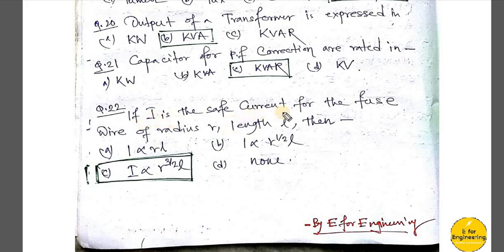If I is the safe current for a fuse wire of radius r and length l, then I varies as rl, I varies as root rl, I varies as r to the power 3 by 2 into l, or none. It is true that I varies as r to the power 3 by 2 into l. It is the right formula.